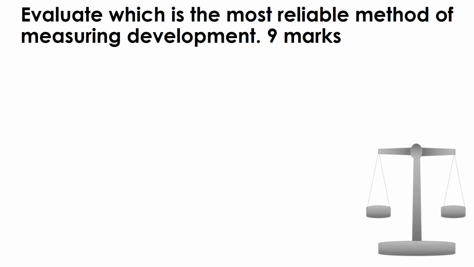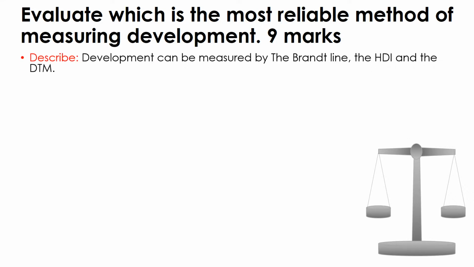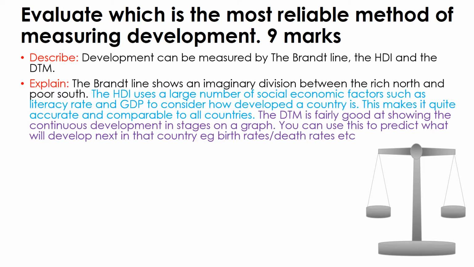Our question, worth 9 marks: evaluate which is the most reliable method of measuring development. First, you should describe. Development can be measured by the Brandt Line, the HDI and the DTM. Then, an explanation. The Brandt Line shows an imaginary division between the rich north and the poor south. The HDI uses a large number of social and economic factors such as literacy rate and GDP to consider how developed a country is.